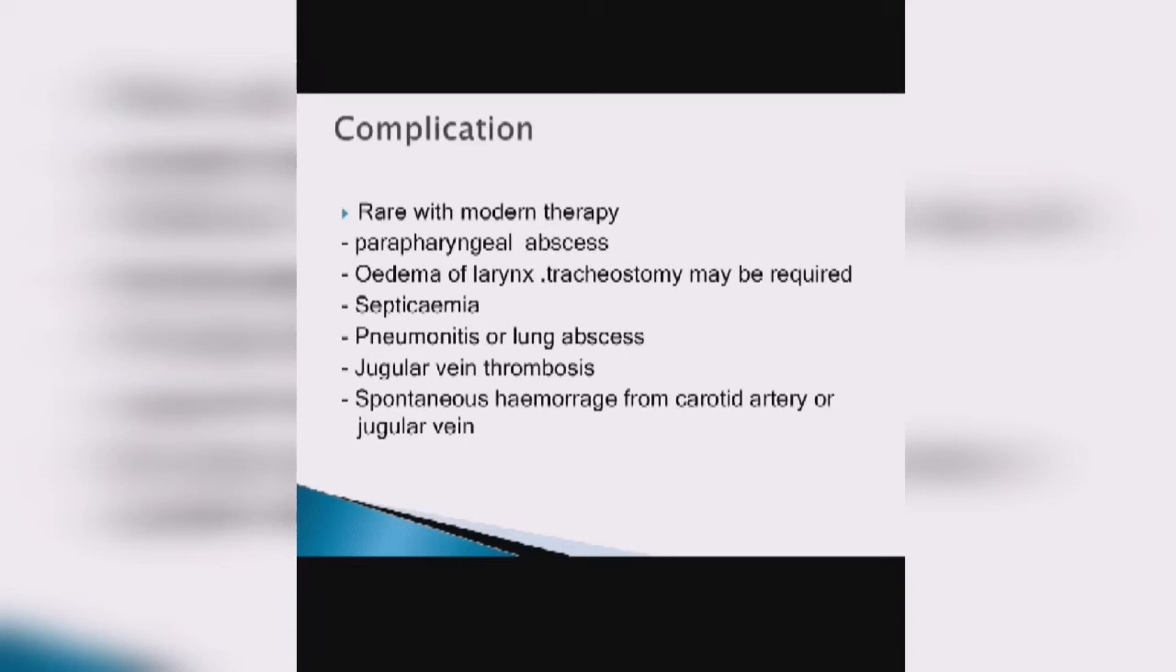Rarely, with modern therapy, parapharyngeal abscesses occur as well. Oedema of the larynx may occur, and a tracheostomy may be required. Septicemia, pneumonitis, lung abscess, jugular vein thrombosis, and spontaneous hemorrhage from the carotid artery or the jugular vein can occur. It is all about the pretonsillar abscess.